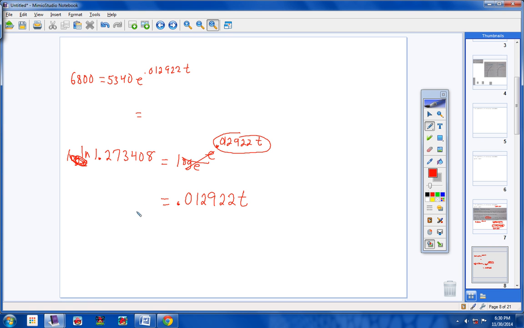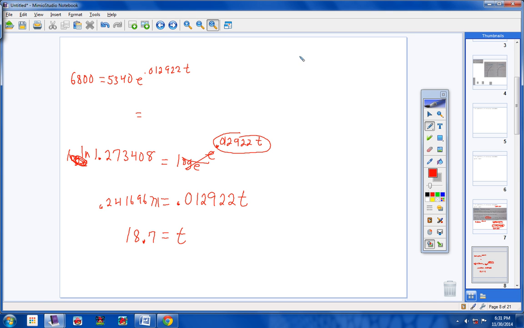And I'm going to get this out right here: 0.241696771. Okay. Now divide both sides of your equation by 0.012922. And you're going to get this right here, 18.7. Okay. Now, that doesn't help. That tells us how many years, but they want to know when it's going to happen.